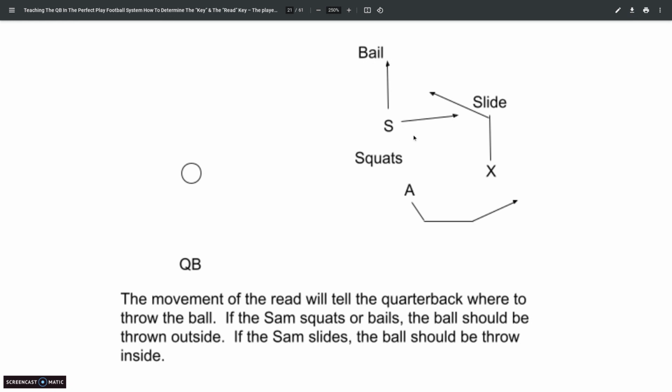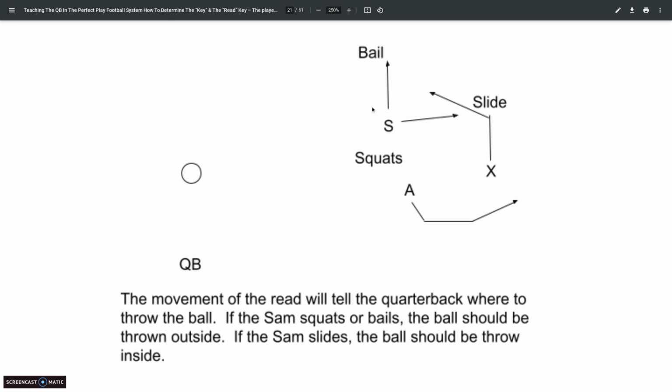The other thing that we say that he could do is slide. If he slides, then he will be moving out. The angle of the slide may be to slide out to get under a hitch. It may be to slide out and down towards the line of scrimmage to cover a bubble. All of those movements are sliding. If he is moving outside, that's what we would call a slide.